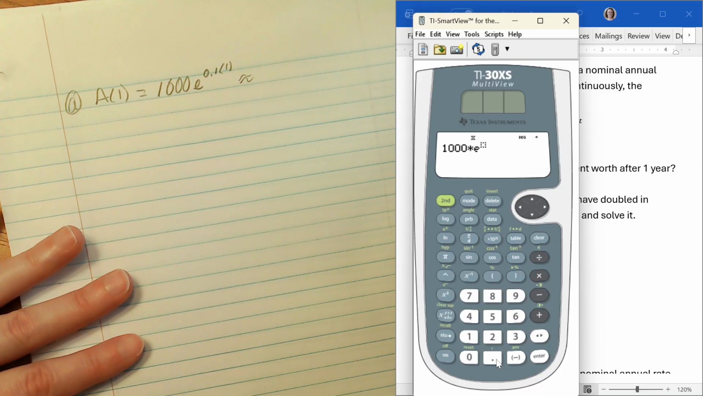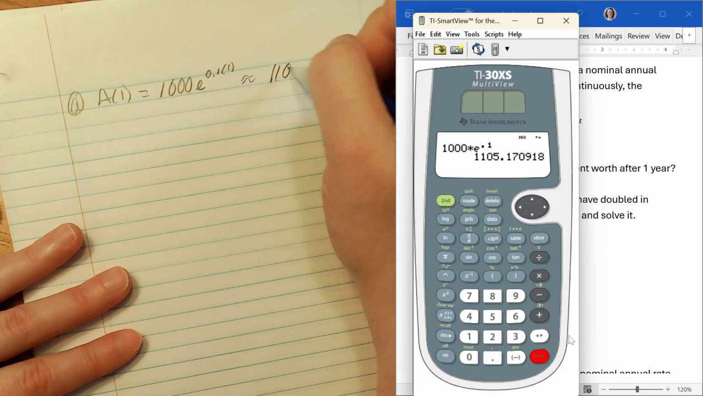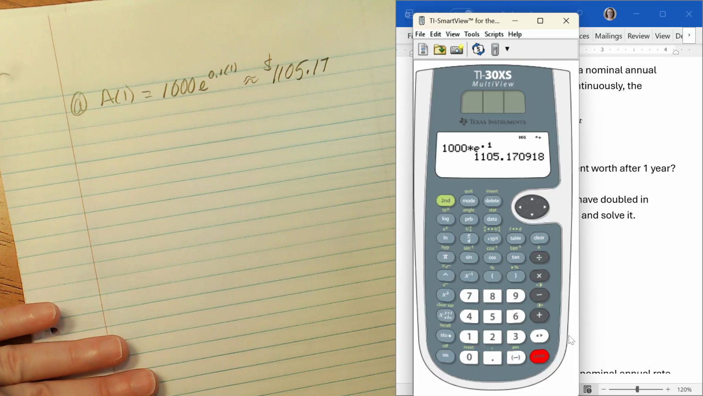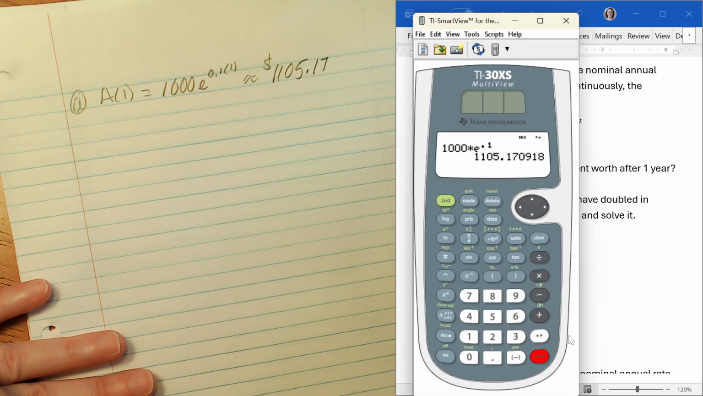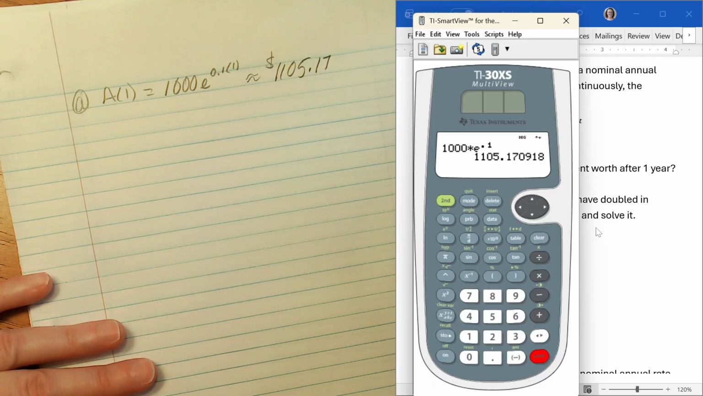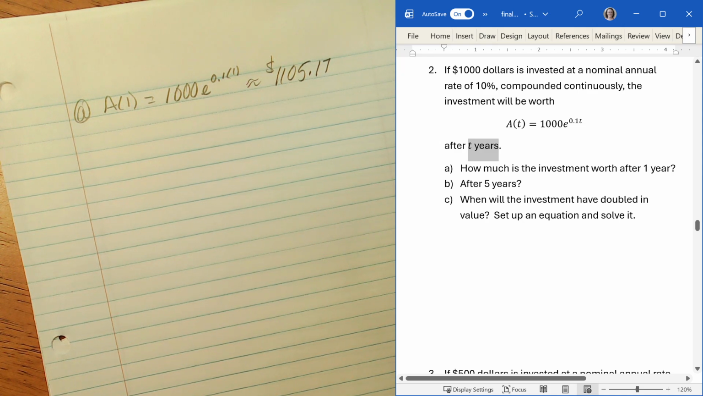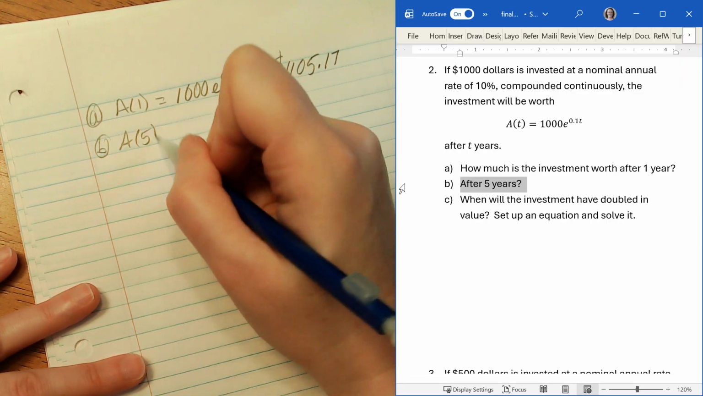Okay, second e, and then 0.1. I don't need to multiply by 1 because that doesn't do anything. Okay, 1105.17. All right, and whenever you're doing a math problem, you always ask yourself, does this answer make sense? Well, you started with 1,000 and you invested it, and now you have a little bit more. If you got a negative number or less than 1,000 or something, then it's completely crazy, but this seems okay.